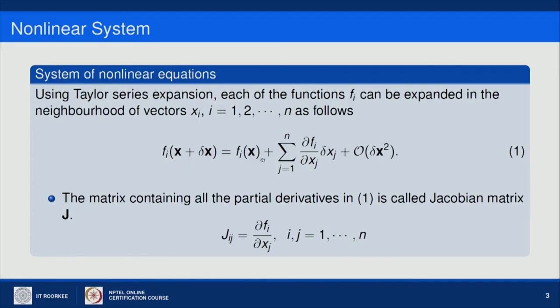Here you can notice that this particular summation term comes out as an n by n matrix. This matrix, containing the partial derivatives of the different f with respect to the unknown variables x1, x2, ..., xn, is called the Jacobian matrix. So the ijth entry, that is the entry in the ith row and jth column of the Jacobian matrix J, is given as del fi over del xj, the partial derivative of the ith function f with respect to the jth variable.